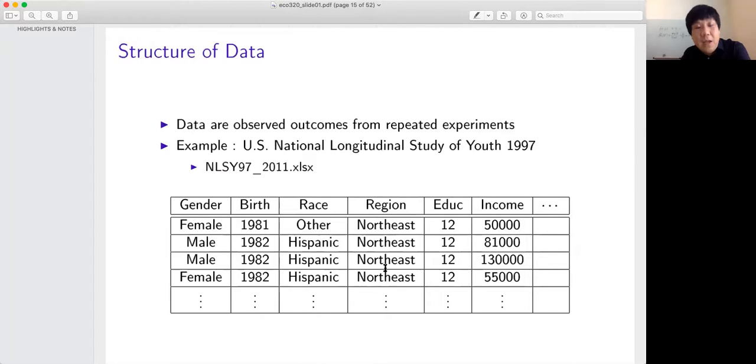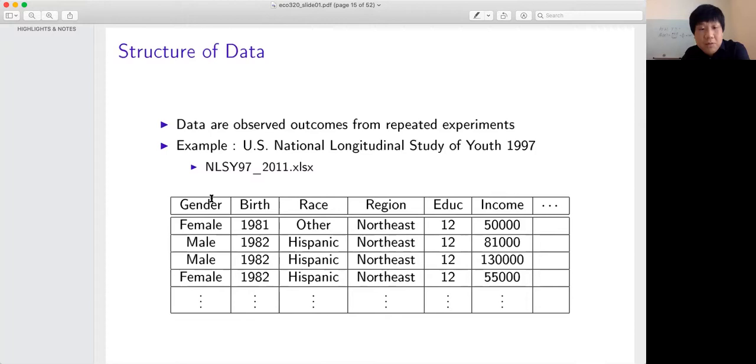I'm going to show you some data sets later. Not the exact same data set, but these types of data will be provided for your final project. Usually the columns are your variable names, and each row represents your observations. This is actually a very good example you can think of.